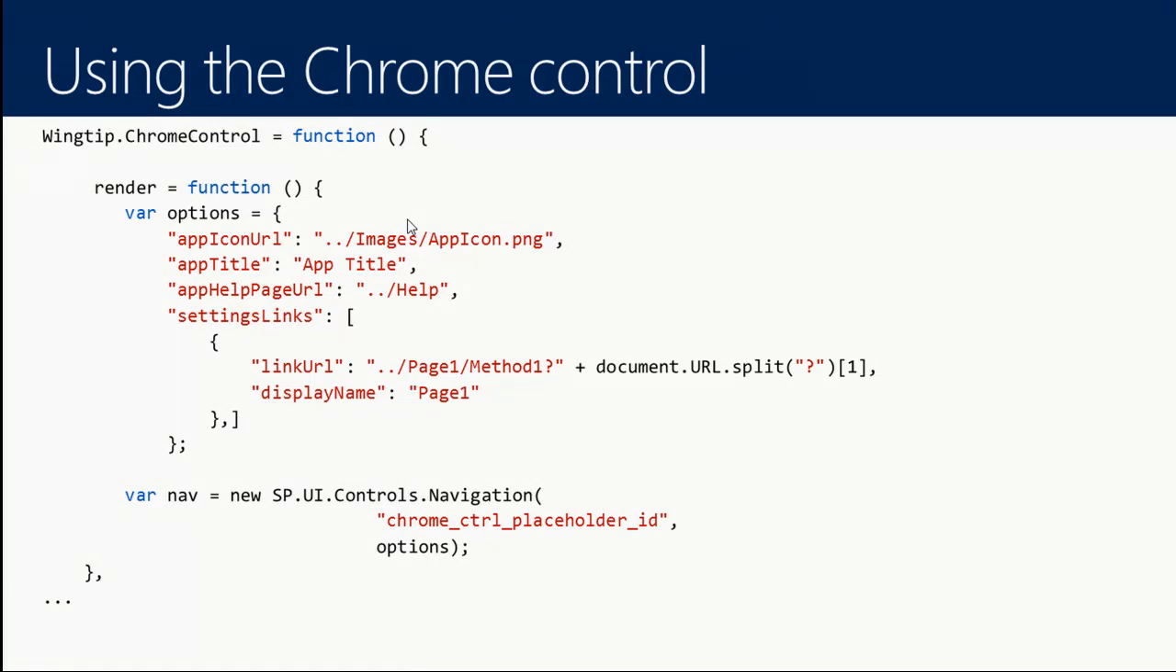Additionally, if you look at the settings links part of the object up there where it says link URL page 1 method 1, the other thing the Chrome control allows you to create is a little navigation system. I showed that to you. There was a gear in the upper right-hand corner, and when you dropped it down, you had a list. That list is coming from the settings links inside the Chrome control. So it draws the nice little bar for you. It gives you the gear. It gives you the drop-down that you can use.